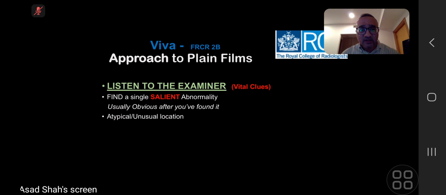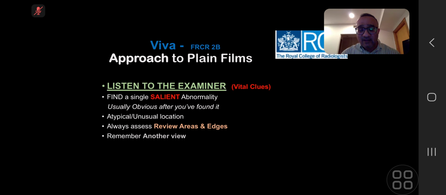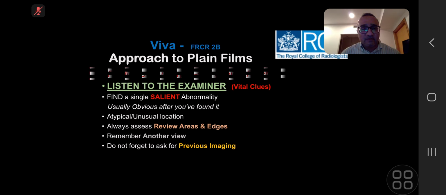That's what they're trying to assess: your approach and your observation skills, and that you're thorough, the satisfaction of search thing. And always review areas and edges of the films, or the first or the last slice of your cross-sectional imaging. And remember another view. I mean, don't ask for it straight away. If you can see something on one view, try to exhaust whatever is there. And before committing, or even after committing, you can say, in my normal practice, I would like to see another view. And obviously, if you think there is an active process, or you want to see whether it could be long-standing, then there's no harm in asking for previous imaging.